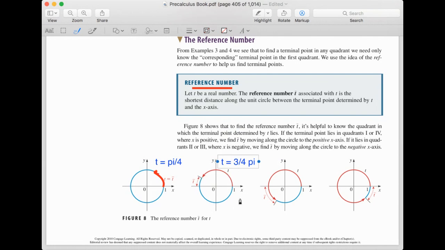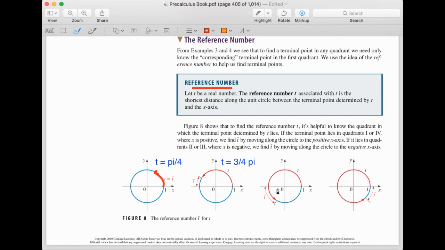Now I can add 2 pi to it, add 4 pi to it, add 6 pi, 8 pi to it. So there are so many angles. I'm going to use 3 pi over 4 to speak for them. So that's my reference number. 3 over 4 pi is a reference number for n times 2 pi plus 3 over 4 pi. So the rest is the same idea.